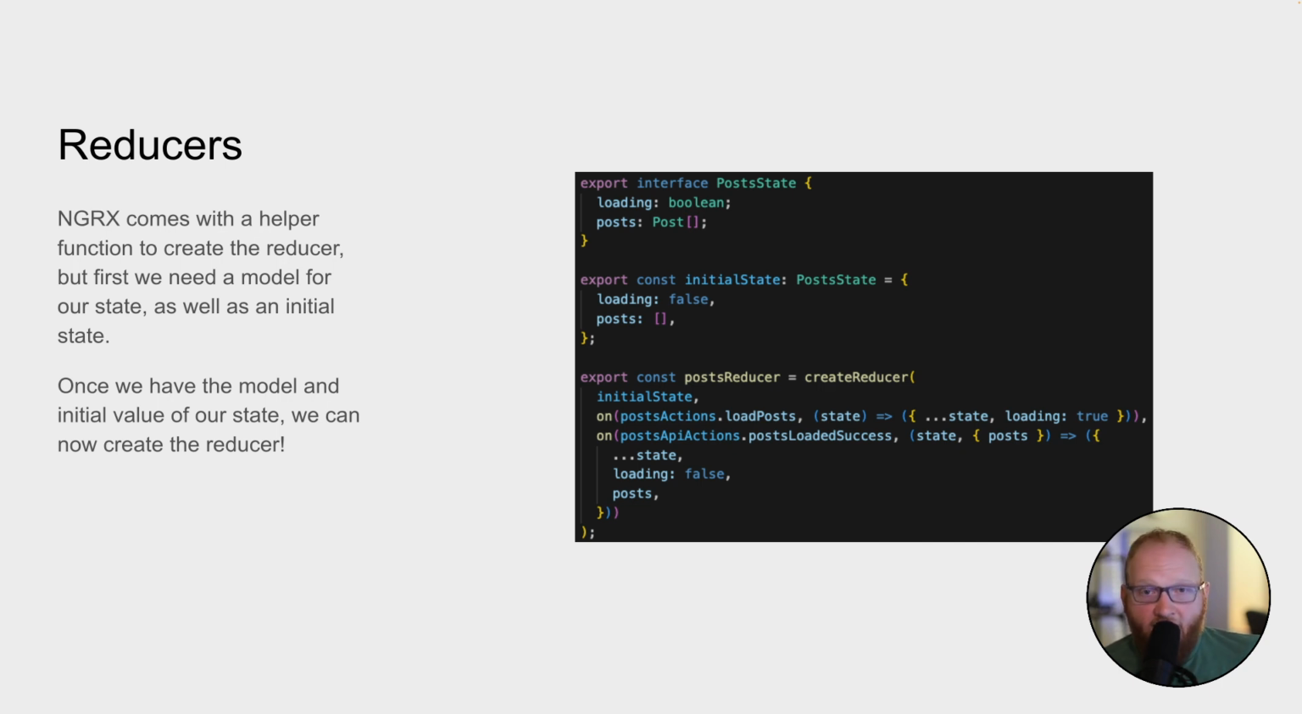And so what's going on is we're doing the load posts call, and it's going to set loading to true. And now we've already defined the post loaded success. I think we did define it, but the post load success is going to take the posts from the API response, and then we're going to set the state to the posts that we get back, and then set loading to false.